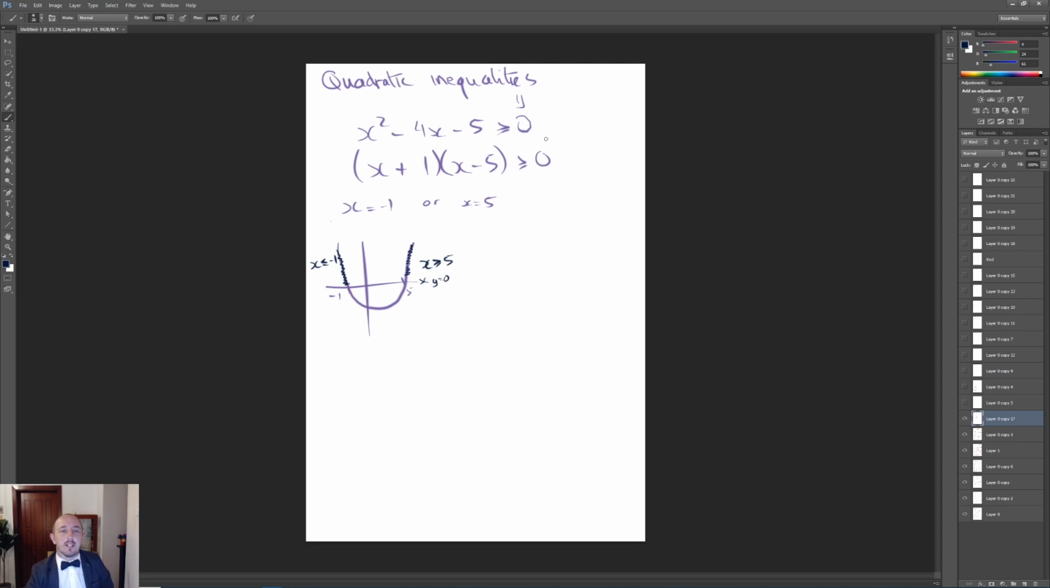If it was the other way round, and it was less than or equal to 0, then we would be looking at the area of the graph that is underneath the x-axis. So between negative 1 and 5. So if it's ever between, then we would write it in this form. And if it's either less than or equal to minus 1 or greater than 5, we have to actually separate that out into two different expressions here.